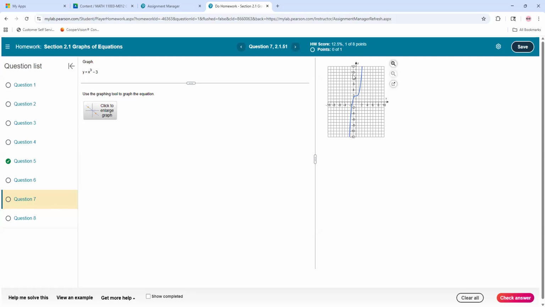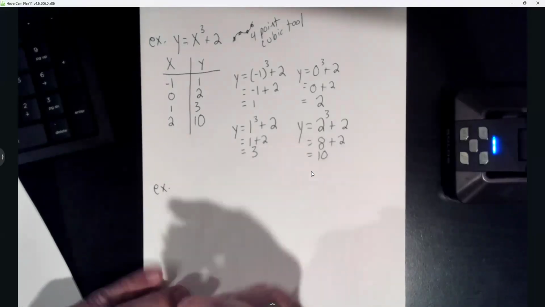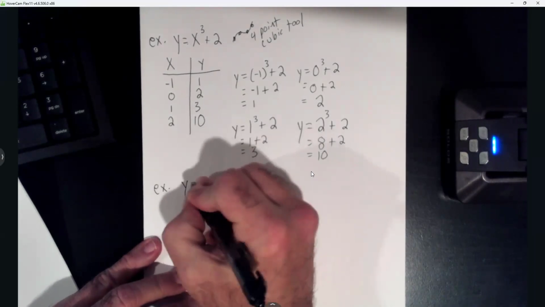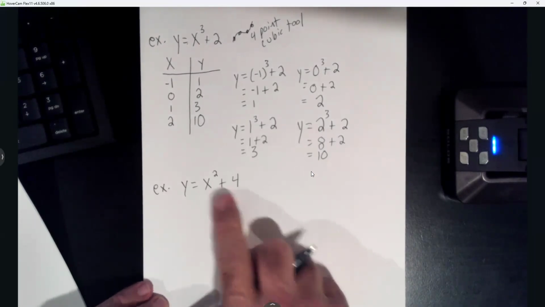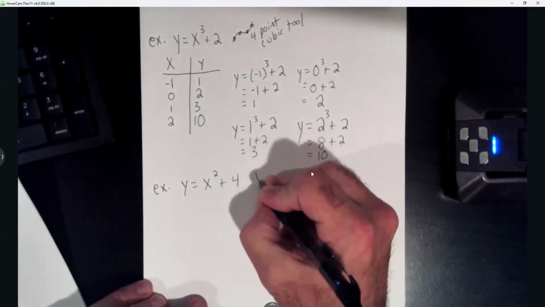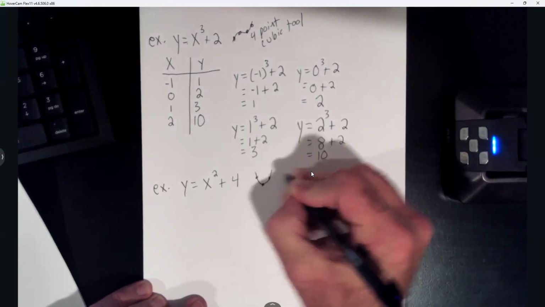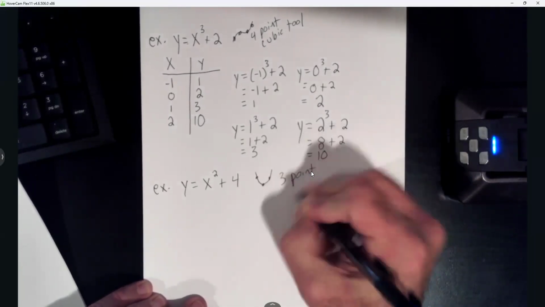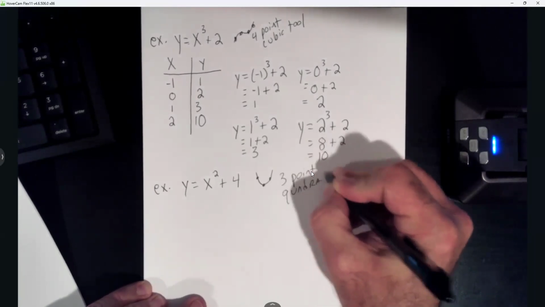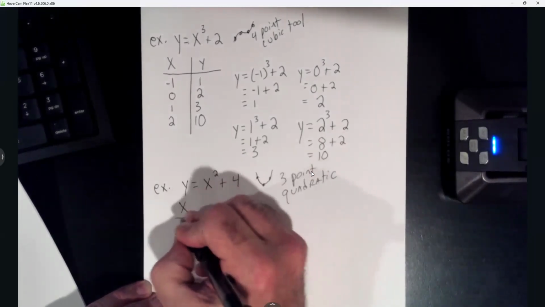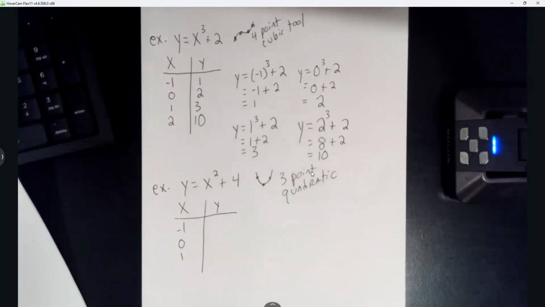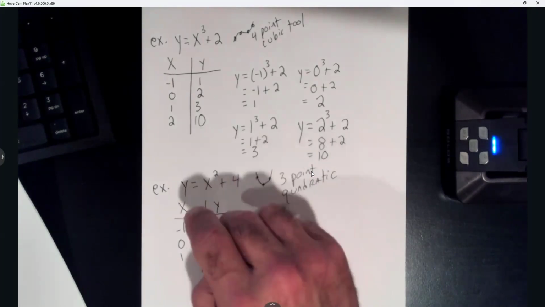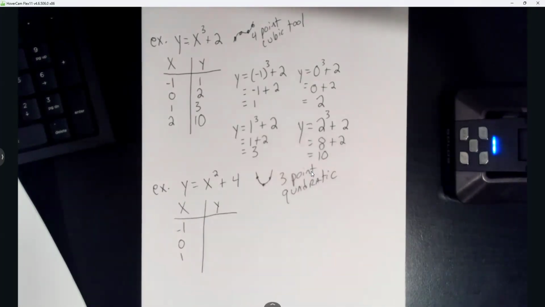All right, y'all. So I won't work this one out as much, but the last one is y equals x squared plus 4. So x squared is still going to use the 3-point quadratic. If I was picking numbers by hand, I'd probably do -1, 0, and 1. I would plug them in and get my y values. So let's do this one real quick on a calculator.